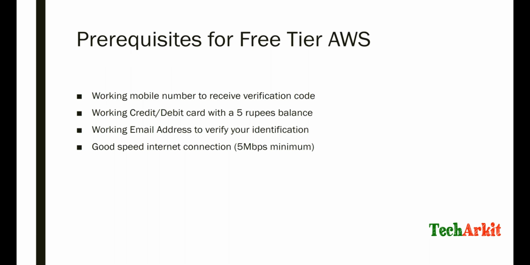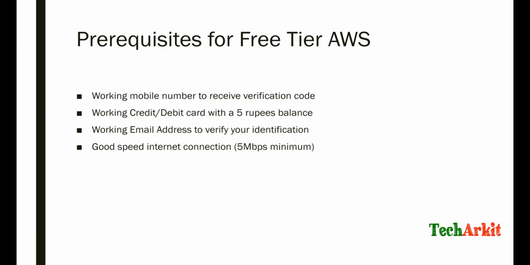Whenever you want to create a free tier account, these are the prerequisites. One, a mobile number to receive the verification code, which should be working and have a good signal. Two, a working credit or debit card that should have a minimum of 5 rupees balance in your account, so that AWS will debit 2 rupees from your account to validate that it is working properly. Then, a working email address to verify your identity.